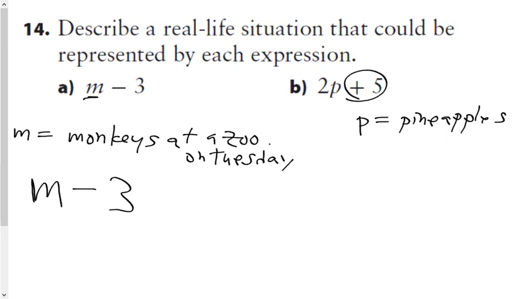So if I bought 10 pineapples, how much would it cost me? $50. No. It would cost me 2 multiplied by the 10 pineapples plus the $5 delivery. The pineapples themselves would cost me $20 plus $5. So the total cost would be $25.